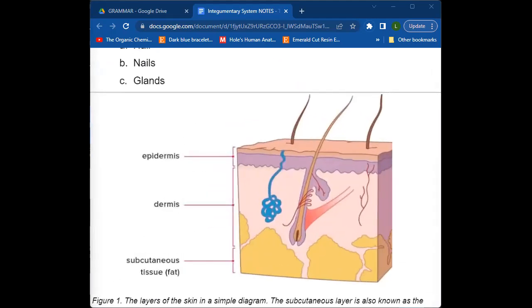Right, this is a simple diagram that shows the different layers of the skin. At the top there's an epidermis, then in the middle there's a dermis, and at the very, very bottom there's the hypodermis.